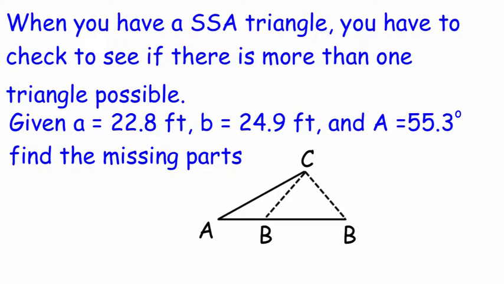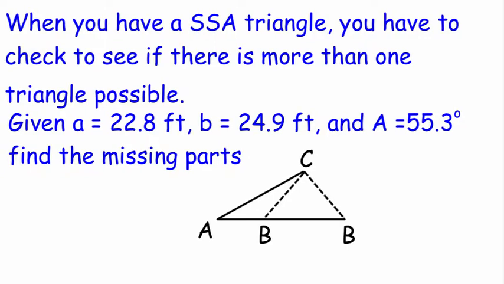Since we don't know those things, when we do this, we have to consider this triangle here as a possibility, and that is where B is the obtuse angle, but we also have to consider this triangle here, where B is the acute angle. So what I like to do is I like to draw those triangles and think about making them two separate triangles.